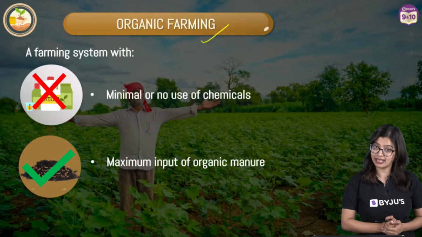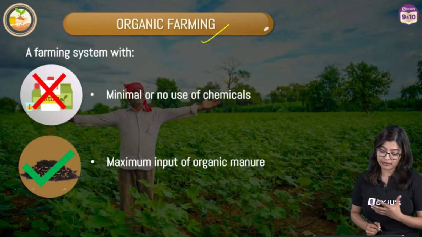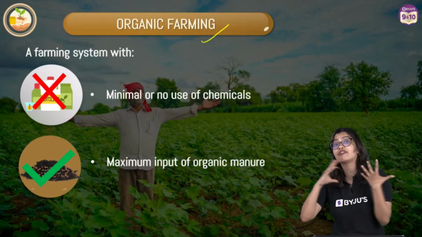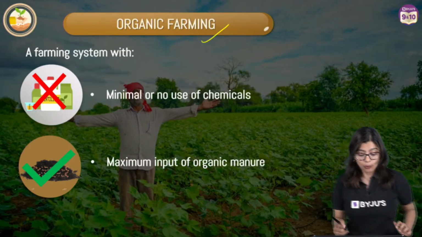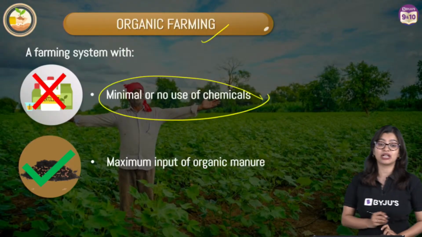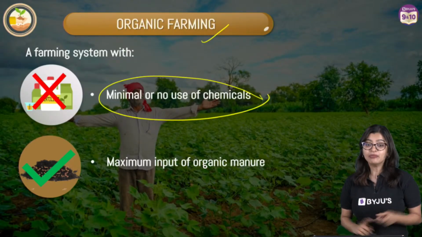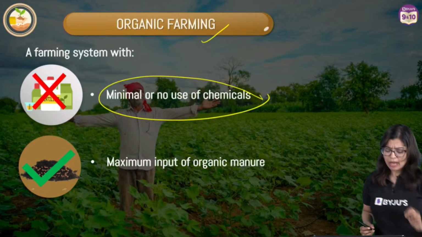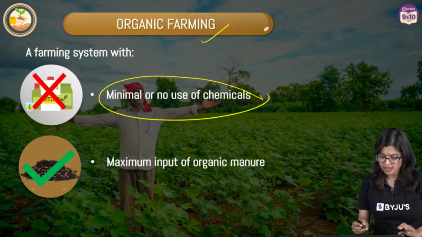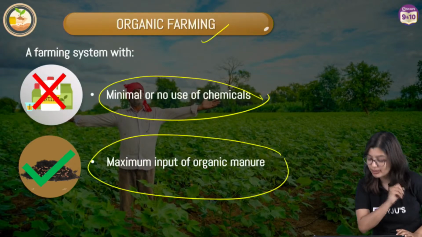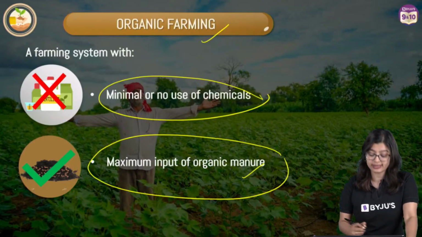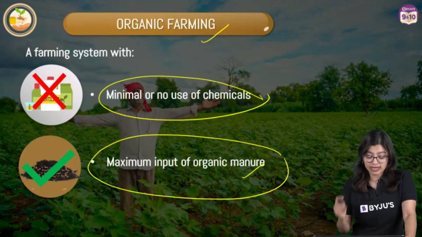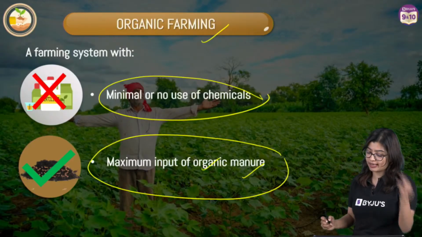Which is why we see two ways of tackling it, by doing organic farming, right? So what is organic farming? Organic farming is a methodology, a completely different agricultural approach where you do not use any chemicals whatsoever, right? So we can promote organic farming because, again, no use of chemicals. And here we see that there is maximum input of organic manure.